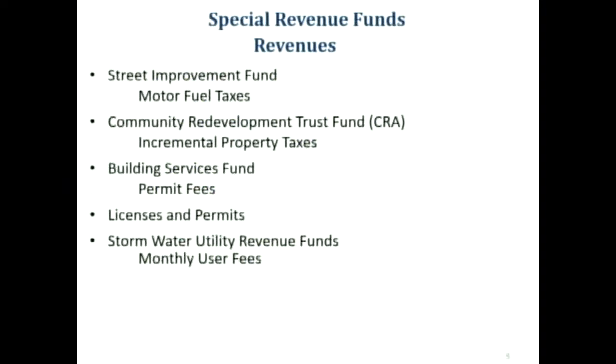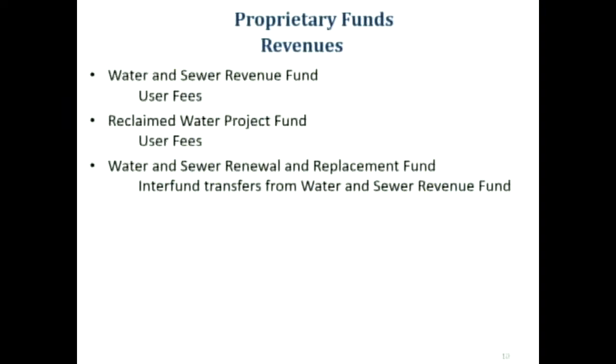Special revenue funds: street improvement funds, as I said earlier, come from motor fuel taxes. The CRA funds come from the incremental taxes from property based on the increase in value. Building services fund are the permit fees, licenses and permits. Stormwater and utility revenue funds come from the monthly user fees. Proprietary funds, obviously, are the user fees that we charge, be it for your monthly bill or for special services such as renting a meter, or other services that we may provide. Reclaimed water is user fees, and obviously, as I said earlier, the water and sewer renewal and replacement fund gets interfund transfers from the revenue fund for the management and operations of those projects as they come along.